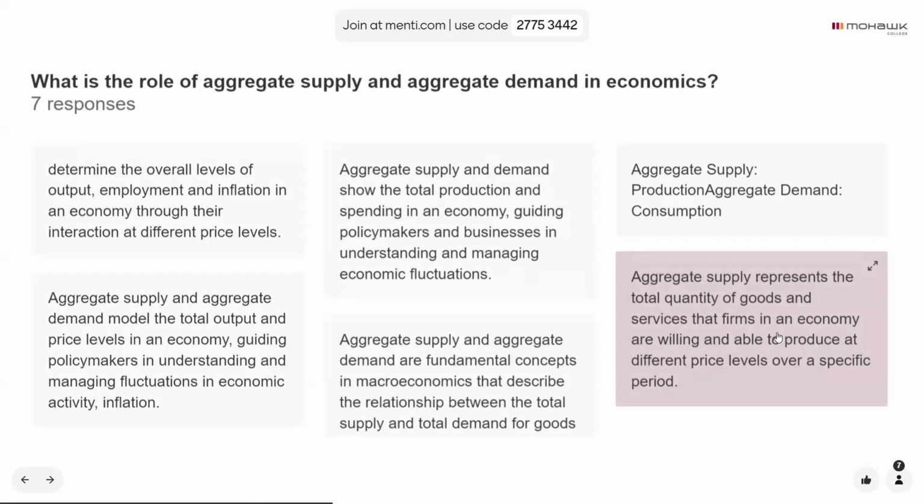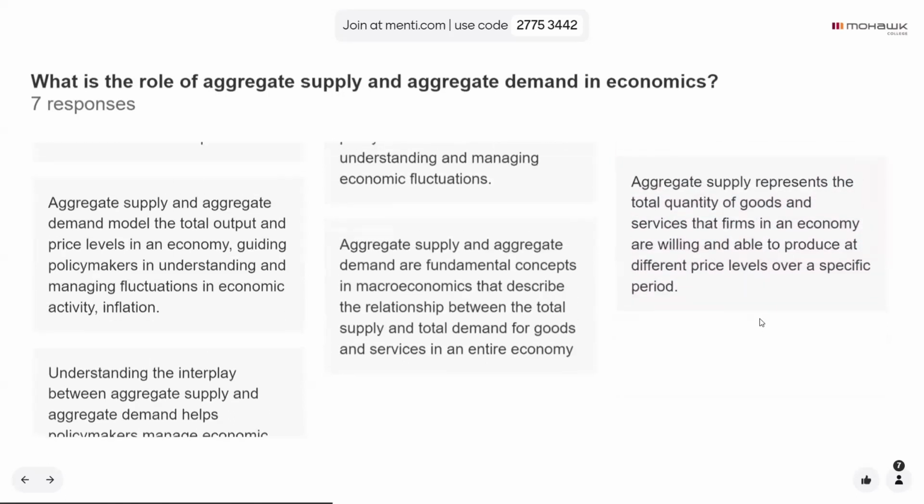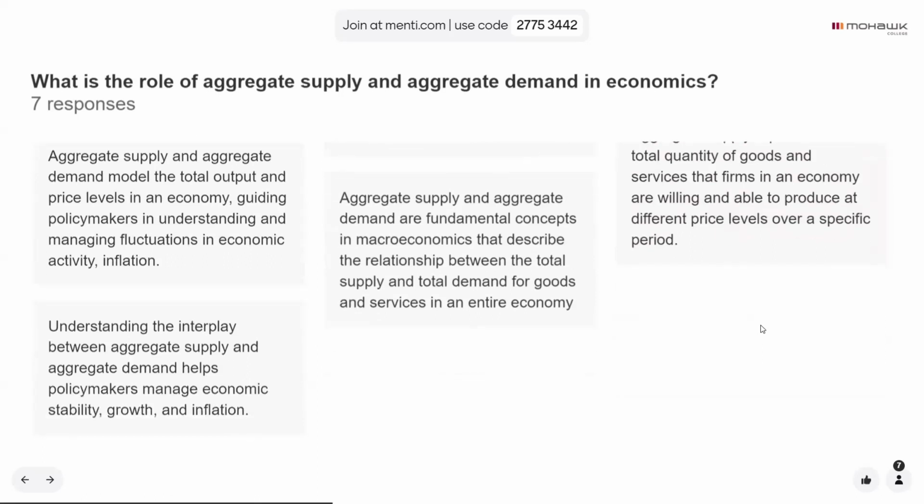Aggregate supply and aggregate demand are fundamental concepts in macroeconomics to describe the relationship between total supply and total demand of goods and services in the entire economy. Aggregate supply represents total quantity of goods and services that firms in the economy are willing and able to produce at different price levels over a specific period. Understanding the interplay between aggregate supply and aggregate demand helps policymakers manage economic stability, growth, and inflation.